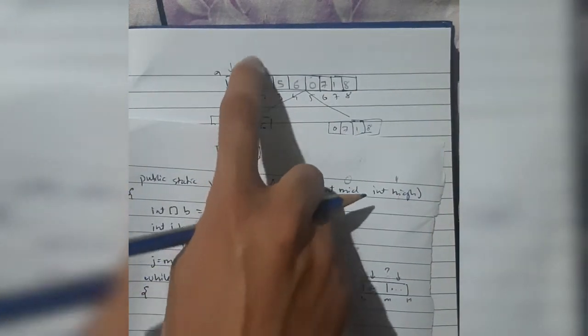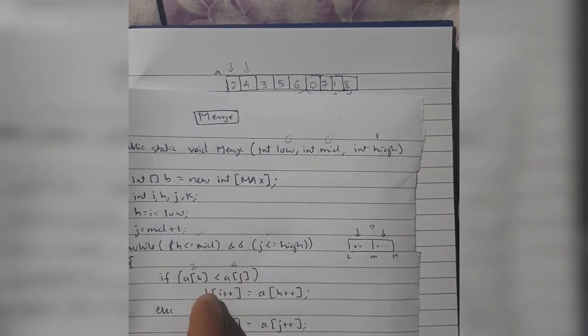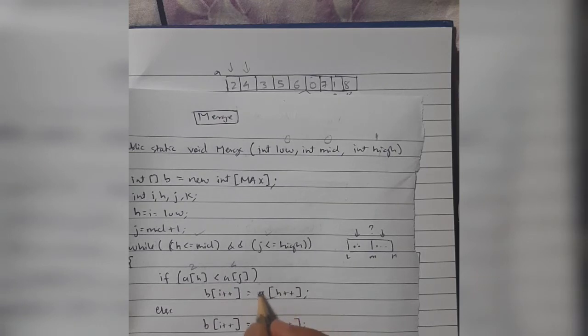What is a of j? 4. Is 2 less than 4? Yes. Then do this line of code. What is this line of code? B of I plus plus is equal to A of h plus plus. It puts the value of A of h in B of I and then increments I and h.